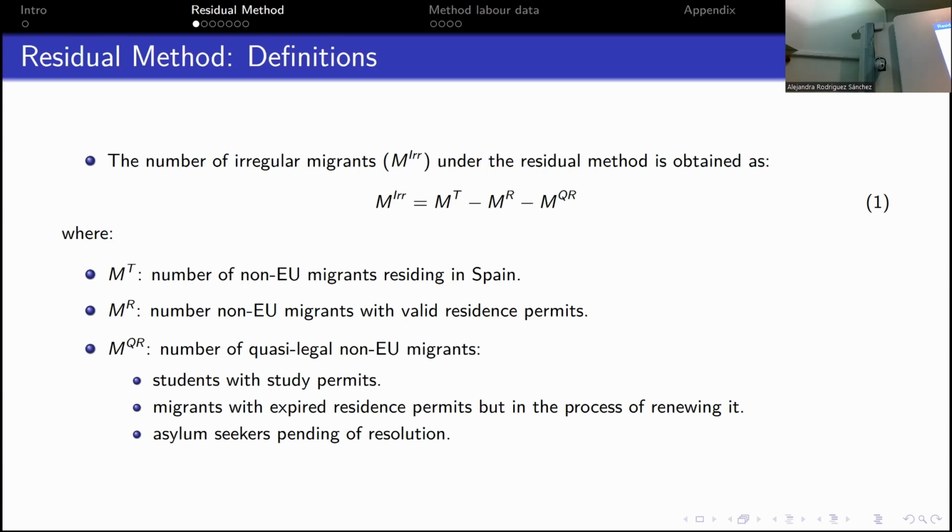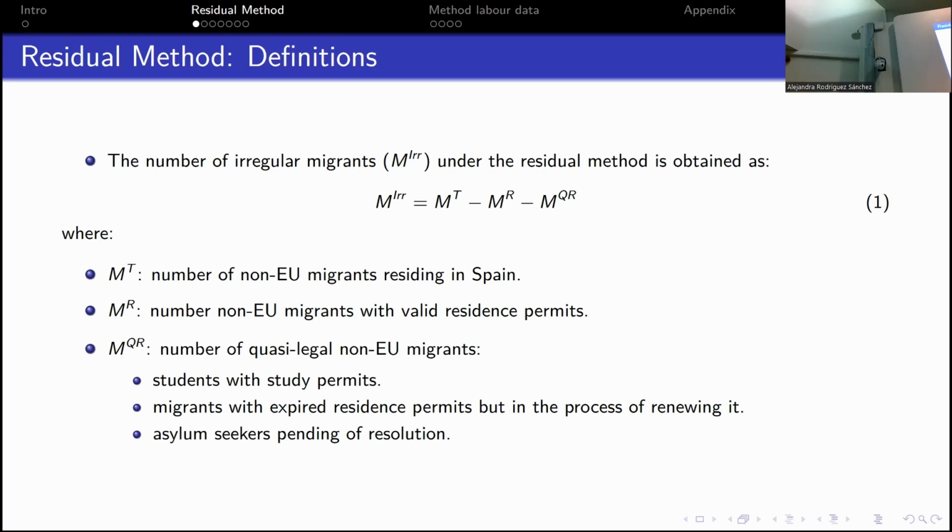Second, the migrants with expired resident permits who are in the process of renewing. These are people that don't enter in MR because they don't actually have a valid resident permit, but they are in the process of renewing. So, you know, bureaucracy takes time sometimes. If you compare just the statistics, they are going to be irregular, but with a high probability they will get the permit in the future. So actually you can contemplate them as quasi-legal.